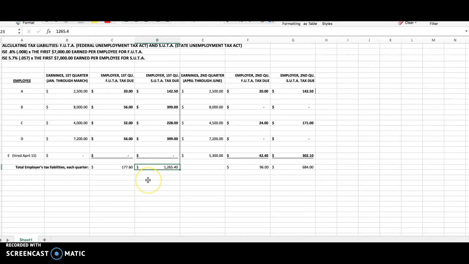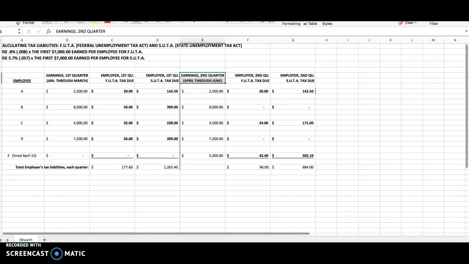Now, the important part of this particular example is second quarter, April through June. So we work ahead now to the second quarter. This is where it becomes a bit more complicated, and again, you may need to pause and go back and maybe watch the video again if you need to, but first quarter is relatively simple. Second quarter gets a bit more complicated. But remember, we're paying on the first $7,000, not what the person earned during the quarter, but the amount of money that employee earned for the entire year.